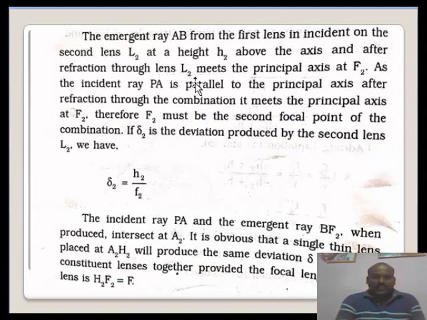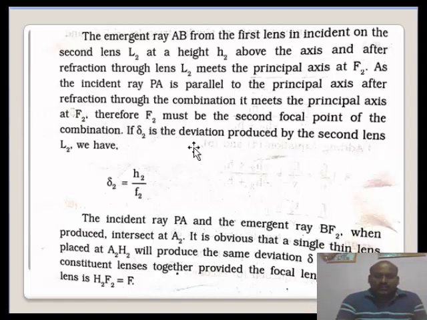After refraction, the lens L2 meets the principal axis at f2. So the rays meet at f2, and we can call it the emergent ray. The incident ray PA is parallel to the principal axis. After refraction through the combination, it meets the principal axis at f2. Therefore f2 must be the second focal point of the combination. You already know the first lens meets the principal axis at the first focal point, and the second lens refracts and meets the principal axis at the second focal point.